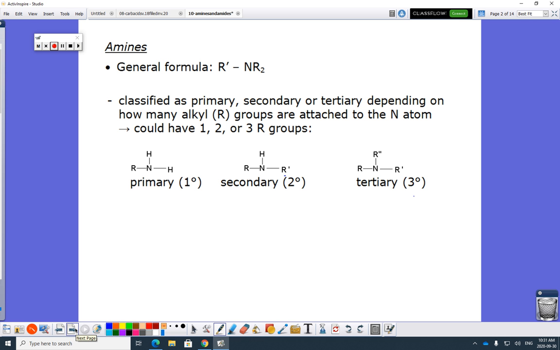you can classify them as primary, secondary, or tertiary based on how many groups are attached to the nitrogen, because this is going to influence whether they can hydrogen bond or not, so that influences their properties. So here, primary has 1 carbon group, and remember I said this is a short form for primary. Secondary has 2, tertiary has 3. It doesn't affect how you name it at all, it only affects the properties.